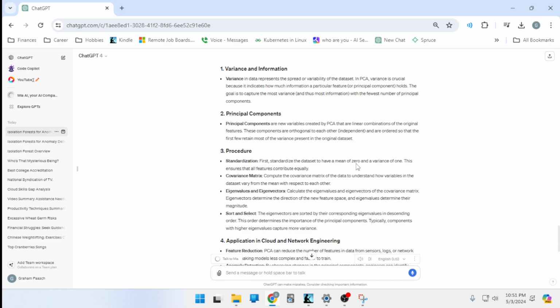4. Application in cloud and network engineering. Feature reduction. PCA can reduce the number of features in data from sensors, logs, or network traffic, making models less complex and faster to train. Anomaly detection. By observing changes in the principal components, engineers can identify unusual patterns that deviate from normal operations.